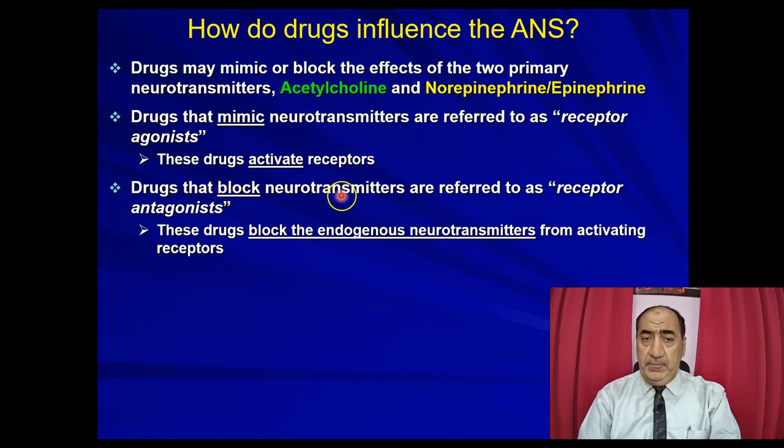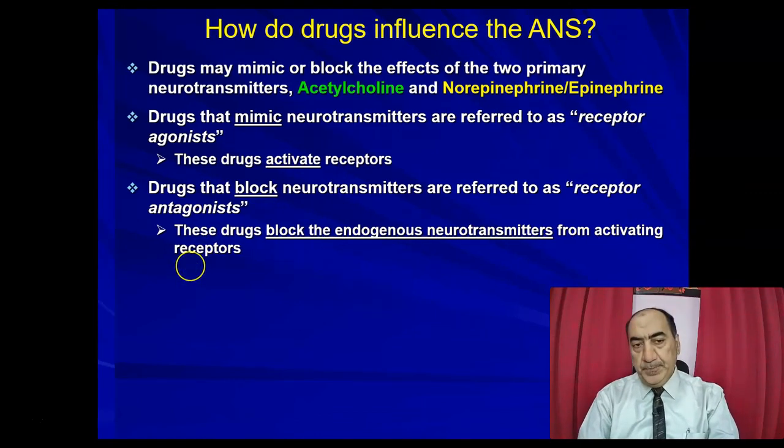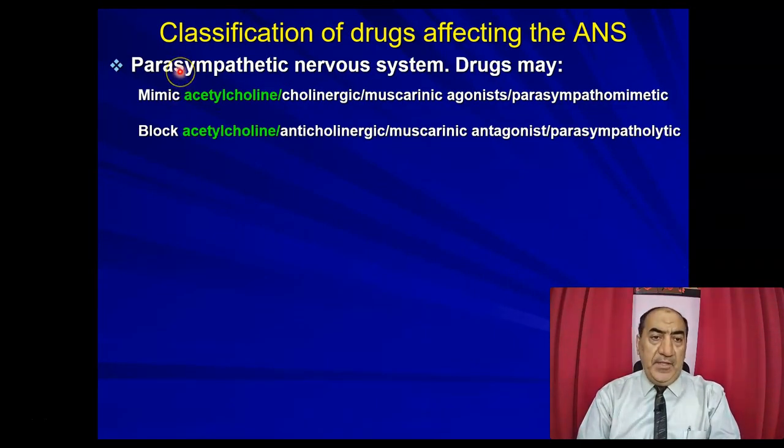Drugs that block the neurotransmitter, whether they block acetylcholine or norepinephrine, epinephrine, are referred to as receptor antagonists. These drugs block. Here it's agonist, activate. Here it's antagonist. The antagonist blocks the endogenous neurotransmitter from activating the receptor. For the parasympathetic nervous system, drugs may resemble or mimic acetylcholine. They are called cholinergic, muscarinic agonists, or parasympathomimetic drugs. All of these are just synonyms, okay? Or they block acetylcholine. They are called anticholinergic, muscarinic antagonist, or parasympatholytic. All of these are the same.